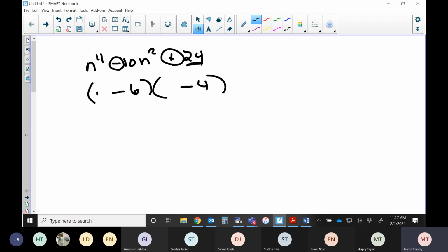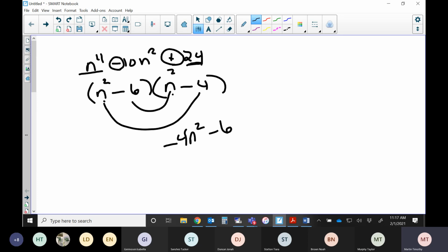But then here, instead of just putting an n, because n times n would just get me n squared, how about an n squared? Because then n squared times n squared gets me into the fourth. Then this times this gets me a negative 4n squared, and this gets me another negative 6n squared, and together those make a negative 10n squared. Does that make sense?